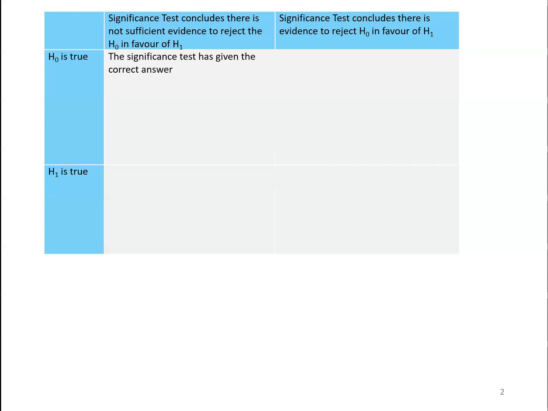We could, on the other hand, be in the position where the alternative hypothesis is in fact true, and the significance test concludes that there is evidence to reject the null hypothesis in favour of the alternative hypothesis. In other words, we're accepting the alternative hypothesis, and that again means that the significance test has given us the correct answer.